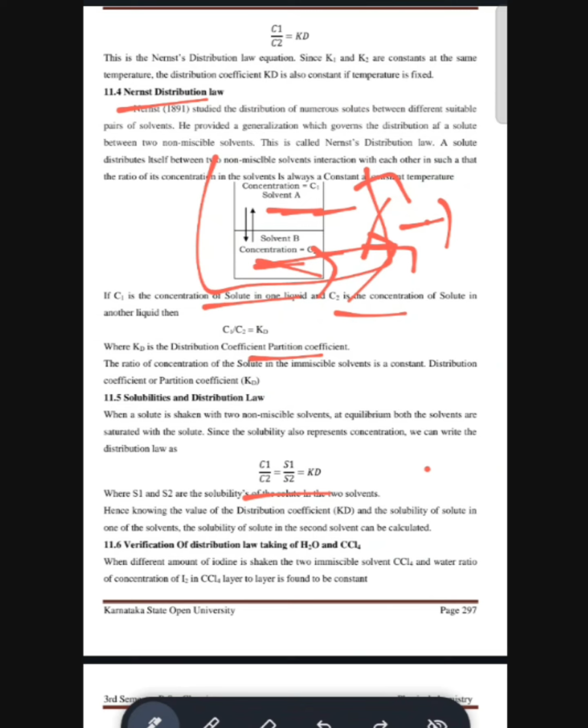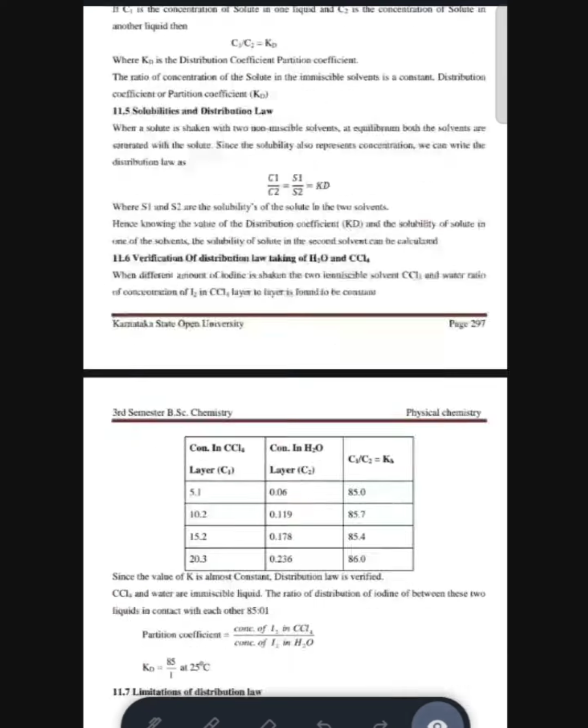And next is the solubility and distribution law, that is, C1 by C2 is equal to S1 by S2 is equal to Kd. That is the distribution coefficient. S1 and S2 are the solubilities of the solutes in the two different solvents. So, verification of distribution law taking water and carbon tetrachloride. Here we have taken one more example, that is water and carbon tetrachloride.